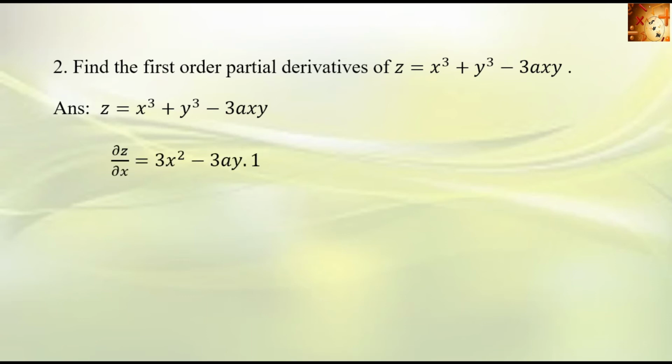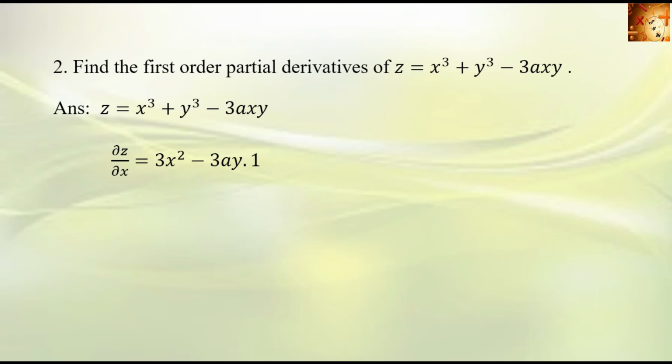So here ∂z/∂x, this is the partial derivative with respect to x. So treat y as a constant. Derivative of x cube is 3x square, plus derivative of y cube; y is a constant term, so derivative of a constant is 0.